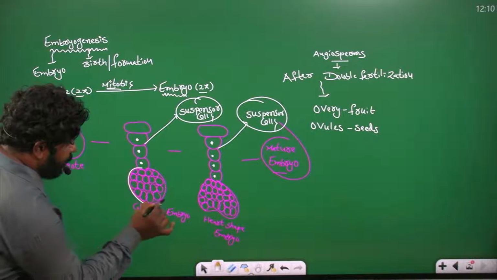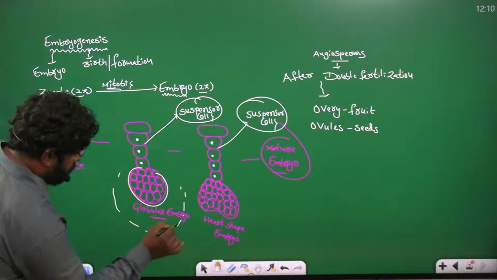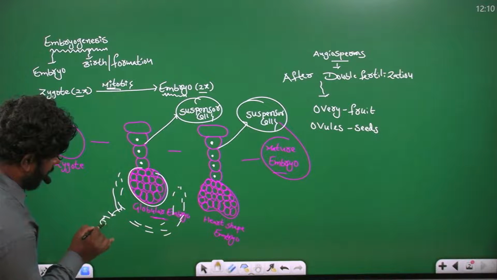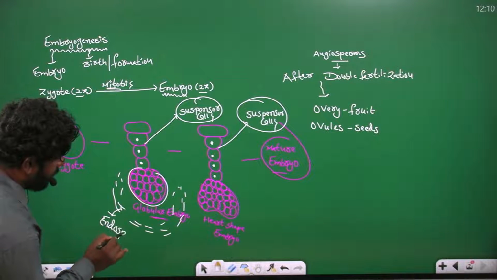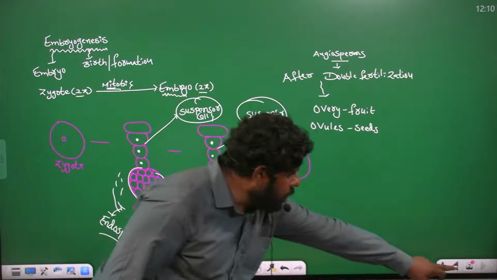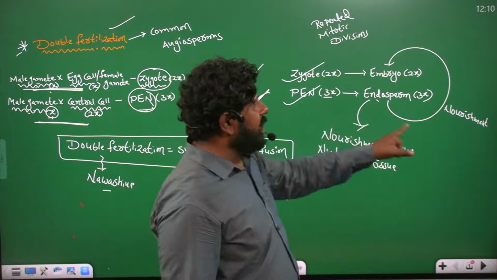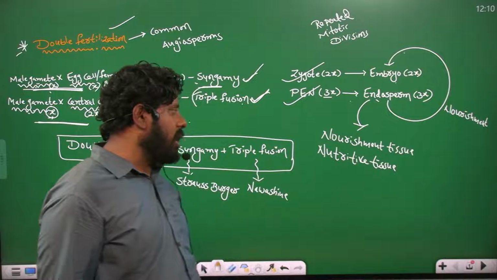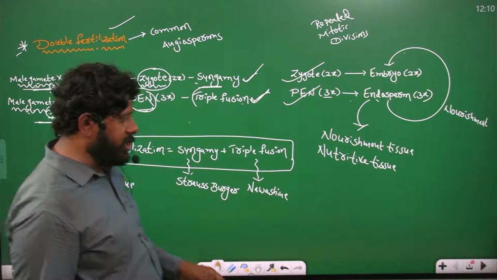Imagine this is the embryo and this is the endosperm. For example, I am just taking a rough diagram. What is the function of endosperm? This endosperm provides the nutrients to the developing embryo. I already explained that. Endosperm provides nourishment to the developing embryo. That's why it is called nourishment tissue.